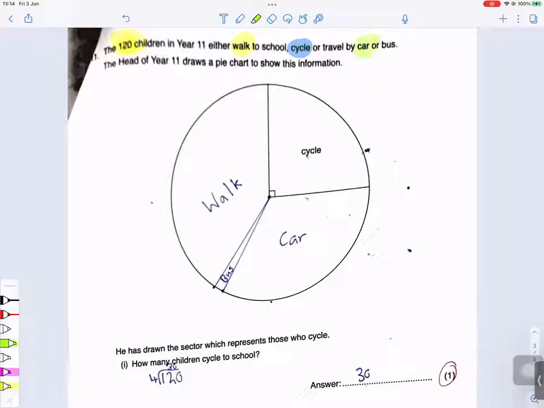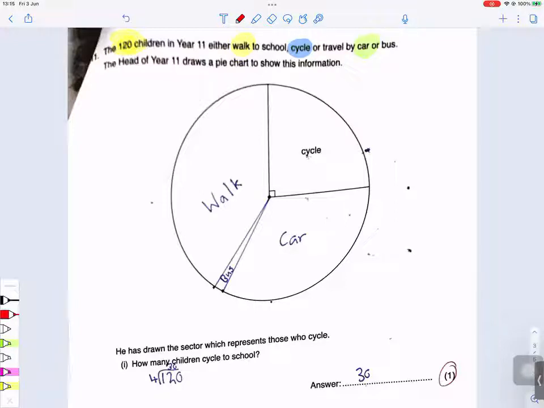Right, there's three things they do. They walk, cycle, or use a car, which is the most things that people do when they go to school, except there are some students who can come with a plane. And that's not a school, that would be like something else.